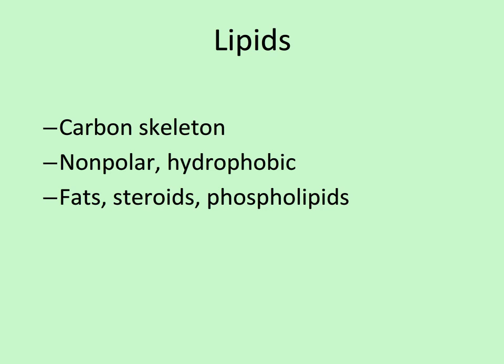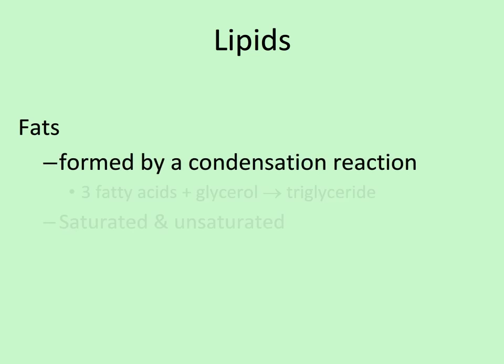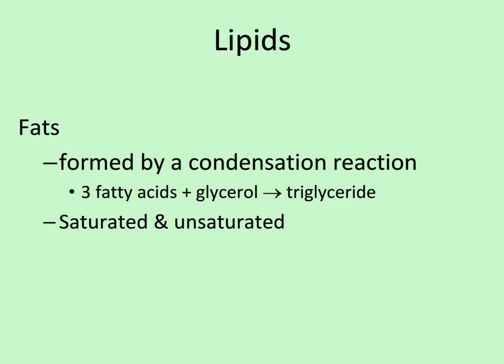Let's look at fats first. Fats are used by organisms for long-term energy storage. They are composed of 3 fatty acids attached to a glycerol molecule. Therefore, they can also be called triglycerides. The fatty acids are composed of long hydrocarbon chains. Depending on the structure of the fatty acids, fats can be saturated or unsaturated.